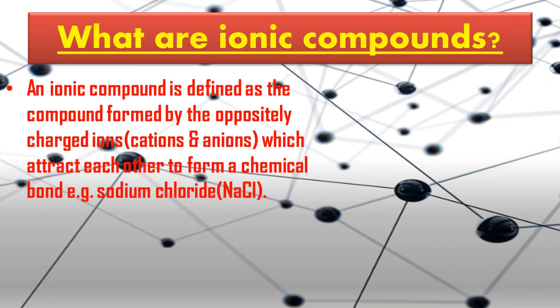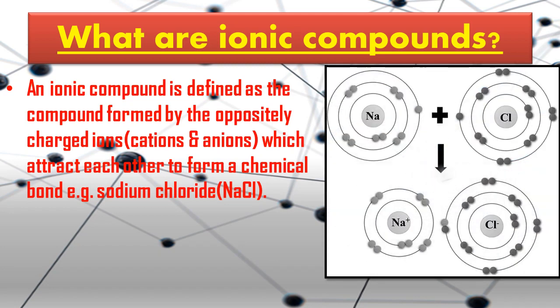An ionic compound is defined as a compound formed by oppositely charged ions, that is cations and anions, which attract each other to form a chemical bond. For example, sodium chloride, that is NaCl. So these are ionic compounds. You can see here the reaction between sodium and chlorine.